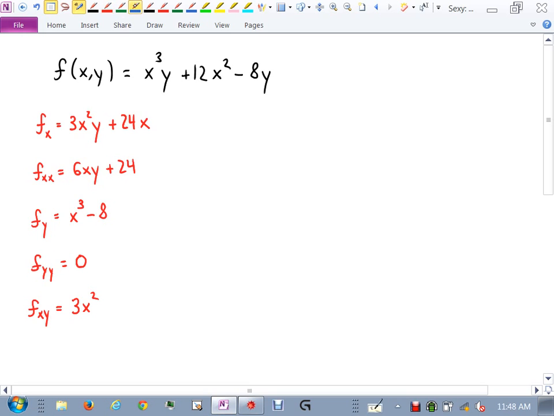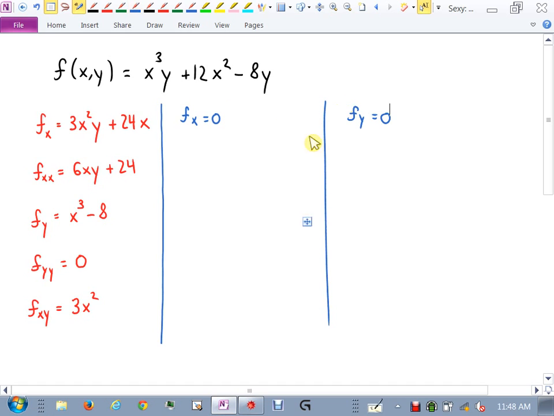Making sure we're all on board. All right, those are all my partials. Now I'm going to try and find the AB. So I'm going to take each of the first partials and set them equal to 0. When you do your work, you don't have to follow the way I'm doing this with these columns. You just do it however you feel comfortable. I'm just trying to fit it all on one screen so I don't have to keep scrolling. All right, this first one, 3x squared y plus 24x must be 0, right?